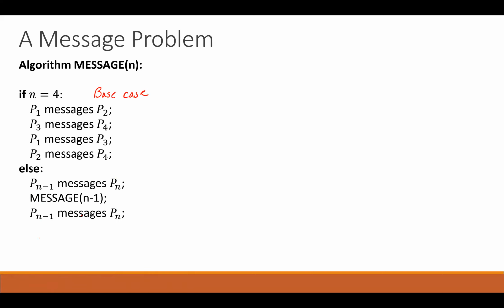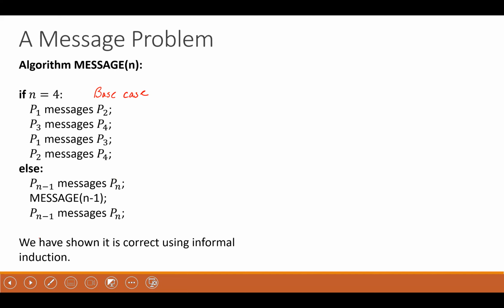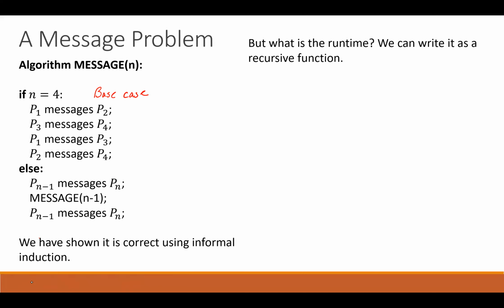All right, and we've proven that that works using sort of an informal induction, right? We didn't officially write down the induction, but assuming that we solved it for the recursive case, we solved it for the full case. So that's fine. So now we want to analyze the runtime of this. So first we're going to write it as a recursive function.